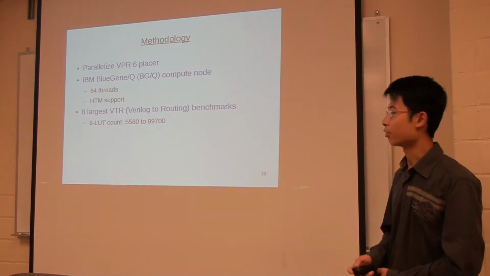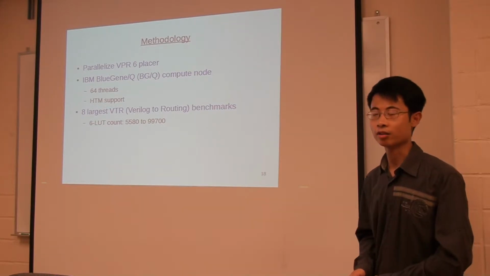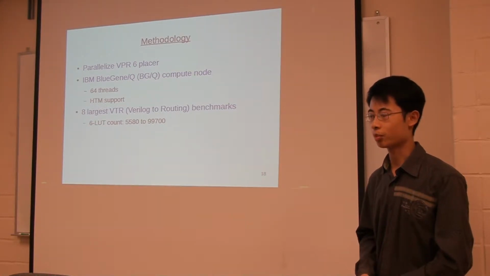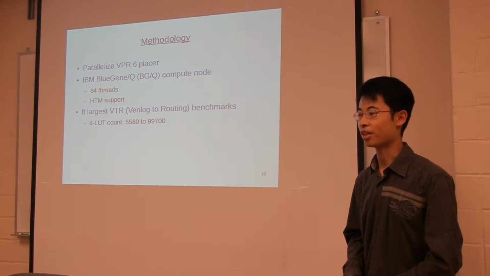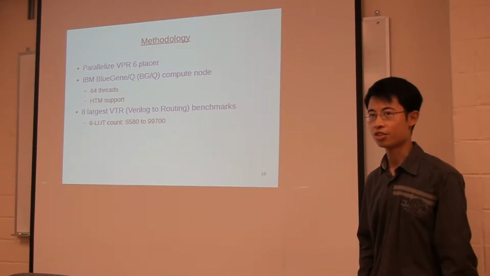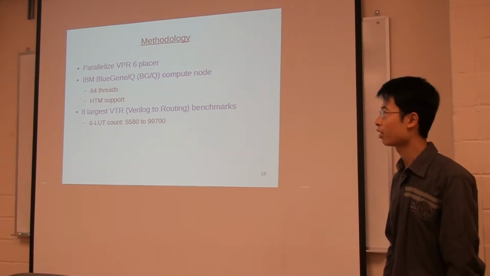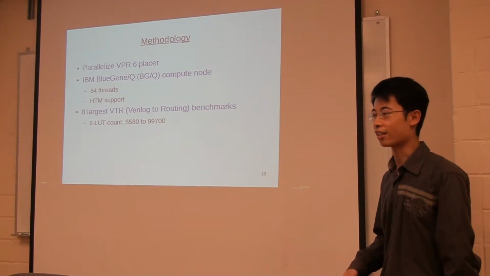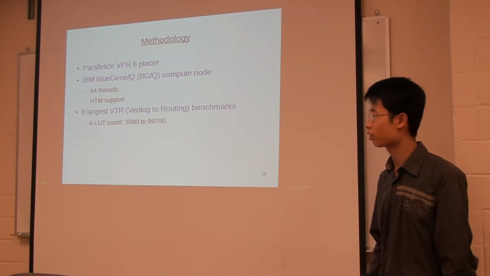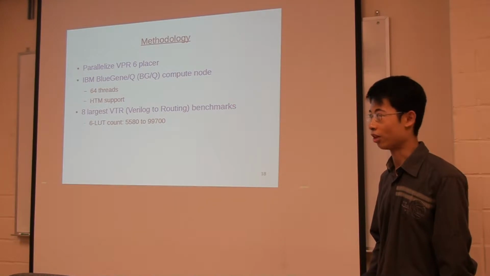A brief word about methodology. We test our parallel algorithms by parallelizing the BPR6 placer. We run experiments on an IBM BlueGene-Q compute node, which provides 64 hardware threads and support for hardware transactional memory. We average results over the 8 largest VTR benchmarks, the largest of which is just under 100,000 blocks.